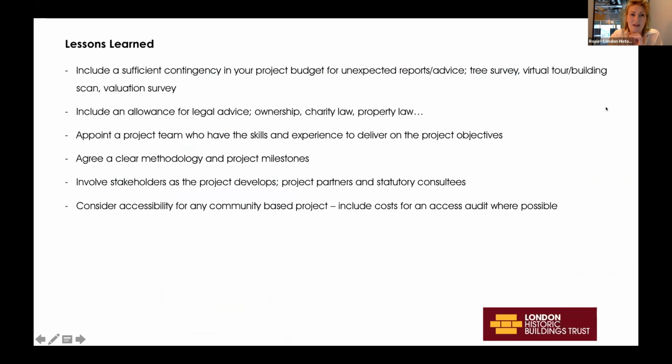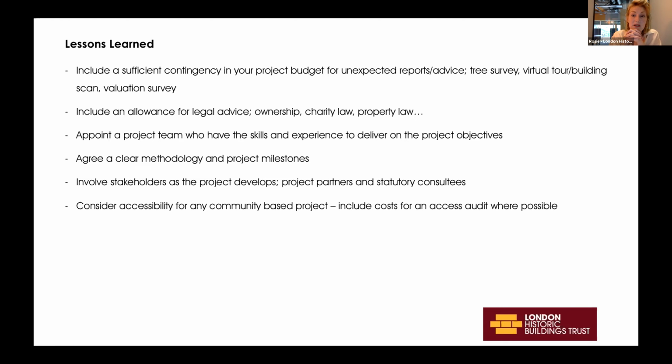So lessons learned. Again, include sufficient contingency in your project budget. I can't stress that enough. And include an allowance for legal advice. As I said earlier, that's also an incredibly important thing to include. And obviously, if you don't need it for legal advice, then you can reallocate it elsewhere within your budget.